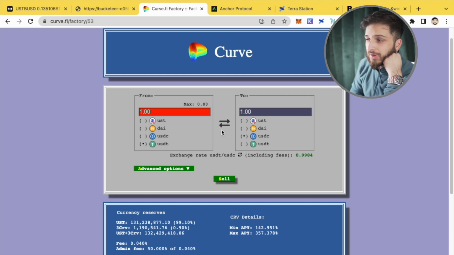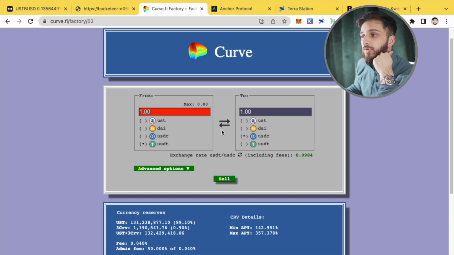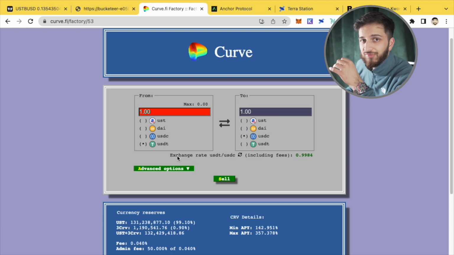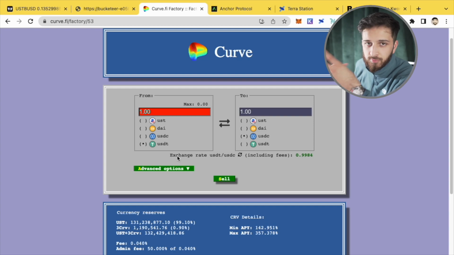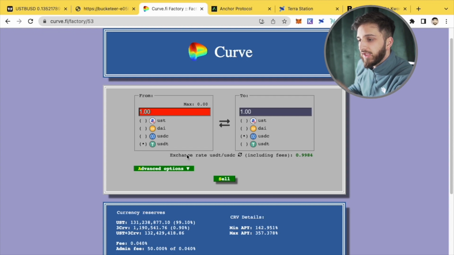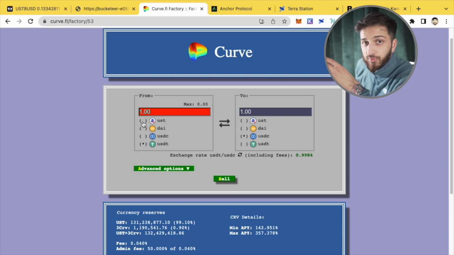Now, what Terraform Labs wanted to do was create a different pool altogether called the 4 pool. And in that pool, there was UST of course, and 3 other stablecoins, Frax I believe, USDC and USDT. Now that 4 pool was going to have significantly deep liquidity. I'm talking billions of dollars. And what they had to do with the 3 curve pool with UST is they had to actually remove some of that UST in anticipation for the 4 curve pool, which was coming, I believe, next week.